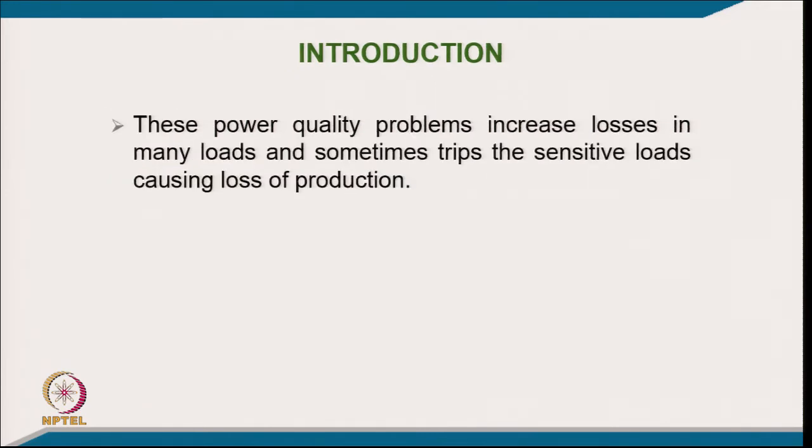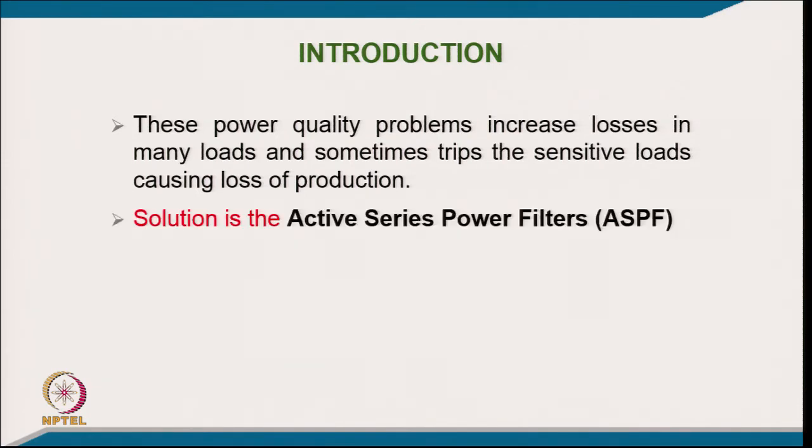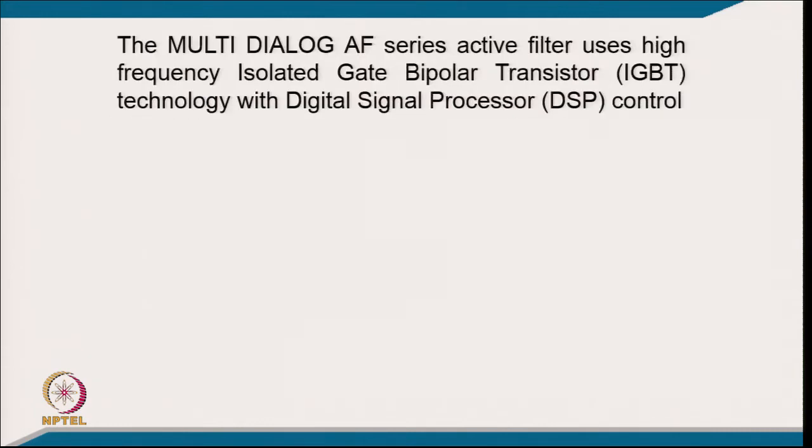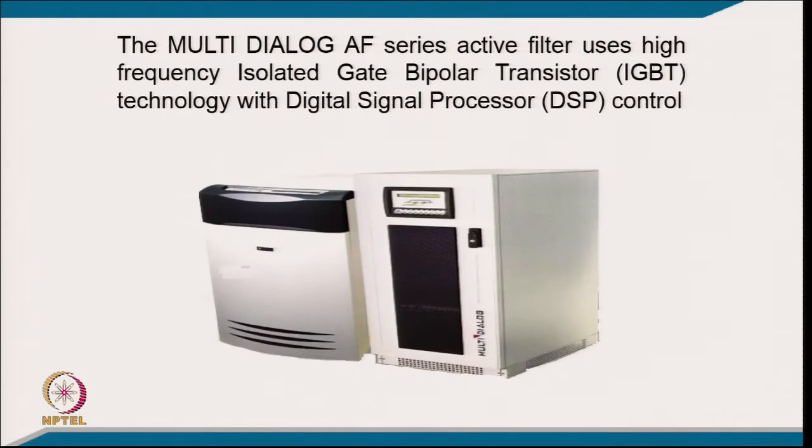These power quality problems increase losses in many loads and sometimes trip sensitive loads, causing loss of production. The solution for these problems is the series active power filter, which protects such sensitive loads from distortions or disturbances in the voltage of the AC mains. The multi-level active series filter uses high frequency isolated gate bipolar transistor (insulated gate bipolar transistor) technology with digital signal processor control, and these are typical photographs of these filters.